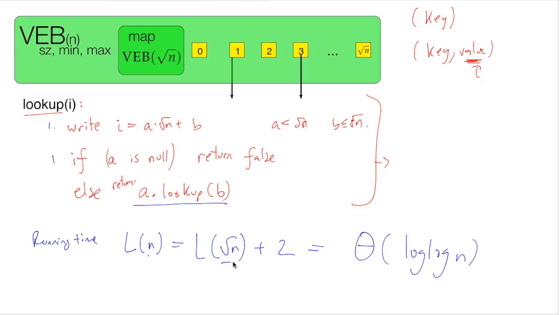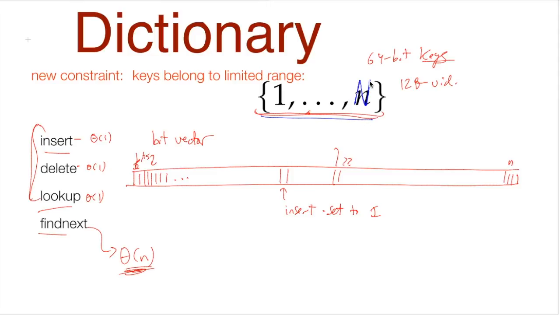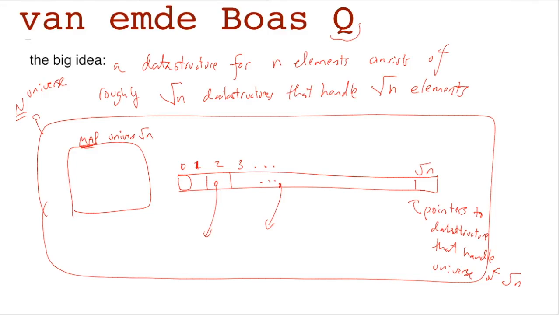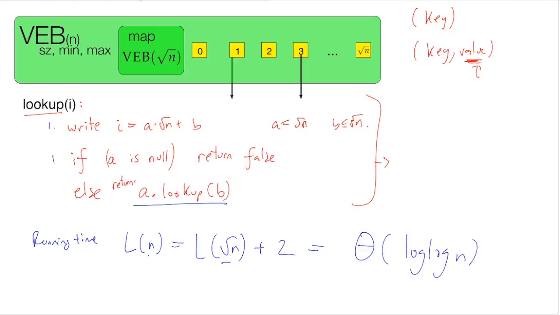N is not the number of elements in your database, in your dictionary. N is the number of possible elements in your universe. The rules of the game are that the things you can put into your queue are between 1 and n. That could be like between 1 and 2 to the 64. It could be a 64-bit number, so it could be very, very big. If we don't make that restriction, we're bound by the sorting lower bound. So this is kind of crucial.